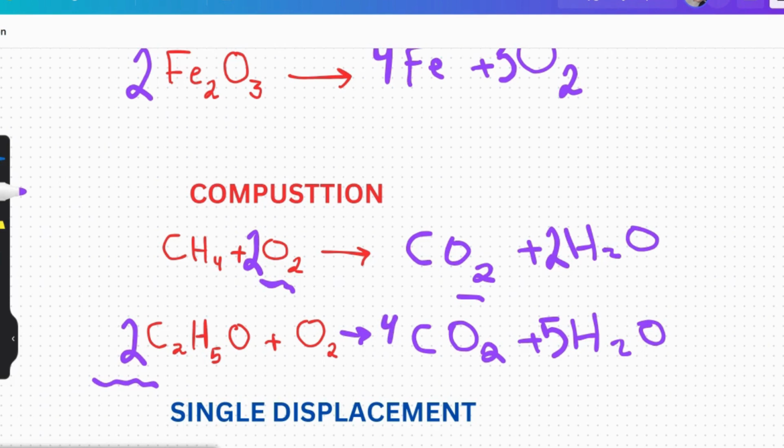Now 4 carbon, 4 carbon, oxygen, the last one. Look at here. 2 and 2 oxygens. We have 4 oxygens on the left side. And on the right side, we have 8 here and 5. 8 plus 5 is 13. So 13 on the other side. 13, and here we have 2 and 2.